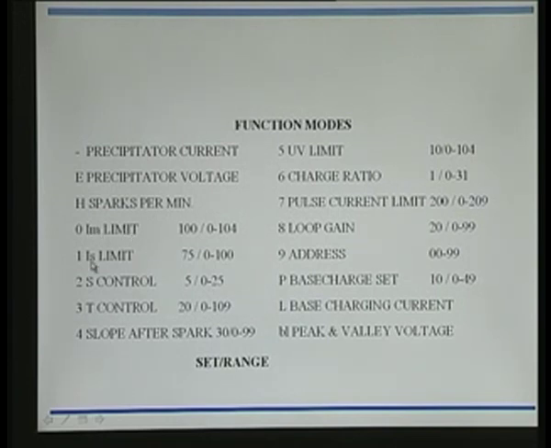And what is the normal standard current that you want to set? Normally you set for 75. These are all the set points for that. The maximum is 100, and the range is 0 to 104.